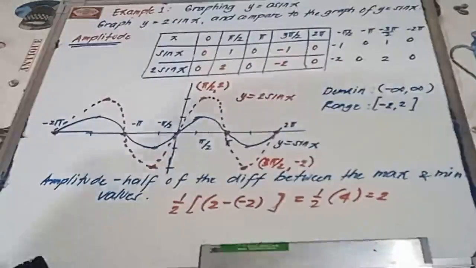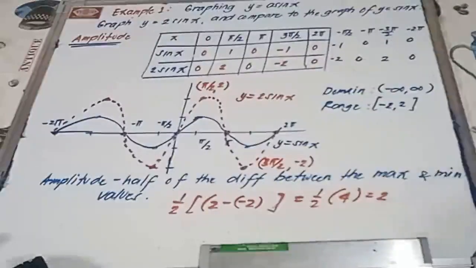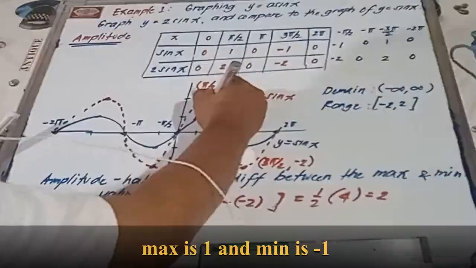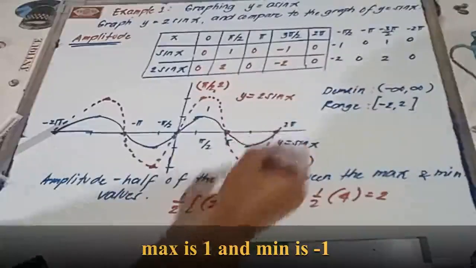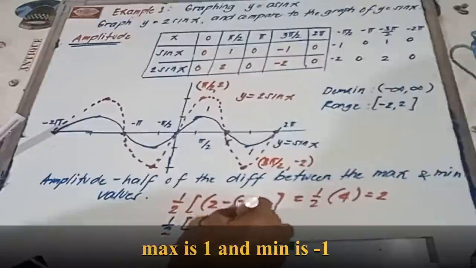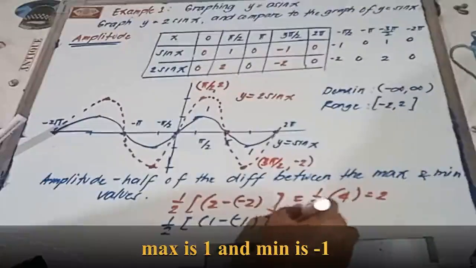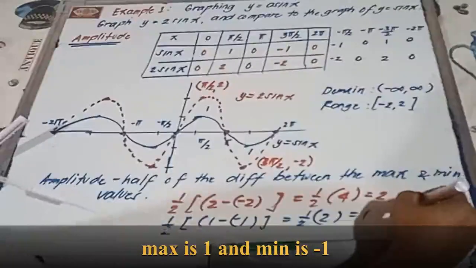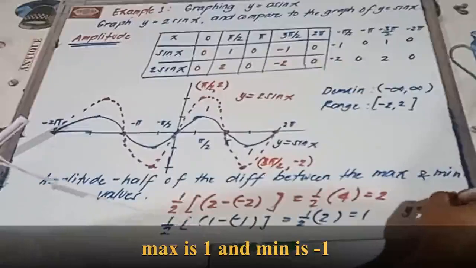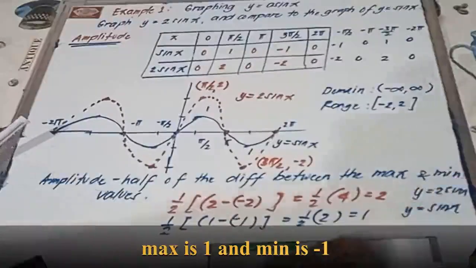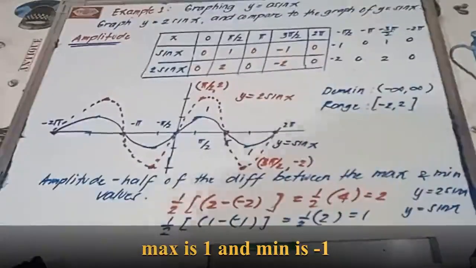But for sine x, what is its amplitude? Its maximum is 1 and its minimum is negative 1. So its amplitude will be one half of 1 minus negative 1, which is one half of 2, which is equal to 1. This is for y equals sine x. This one is for y equals 2 sine x. So that is the amplitude.